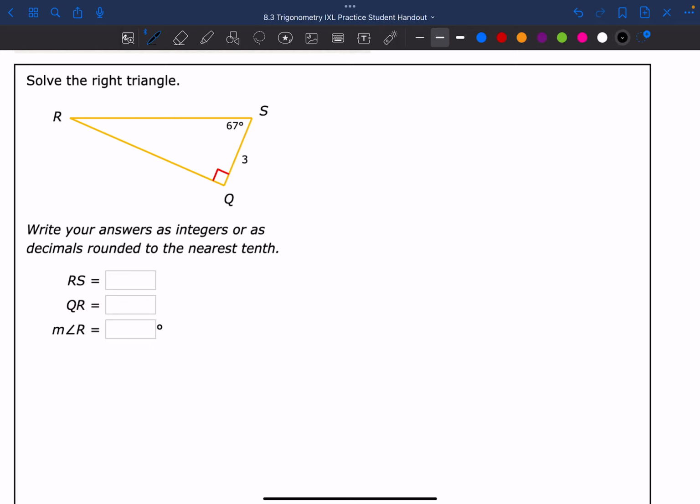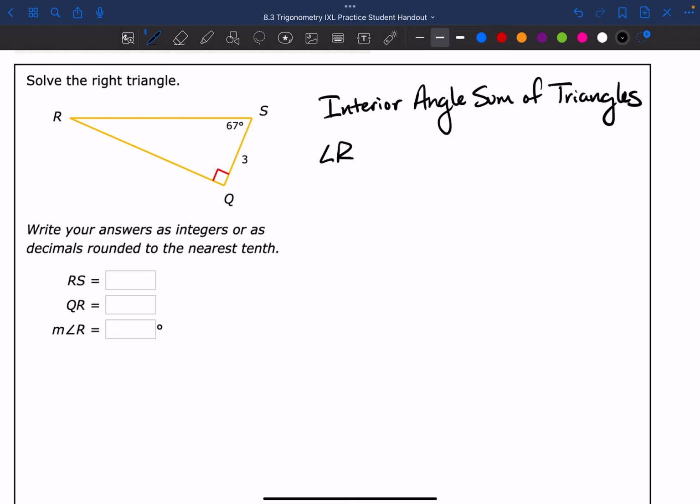How are we going to do that? It's a small little thing called the interior angle sum of triangles. This is a little property of triangles that you've seen before in geometry. If we take all the interior angles of a triangle and sum them together, it's going to equal 180. So if we took angle R plus angle S plus angle Q, all these angles right here, and we added them up, it's going to equal 180.